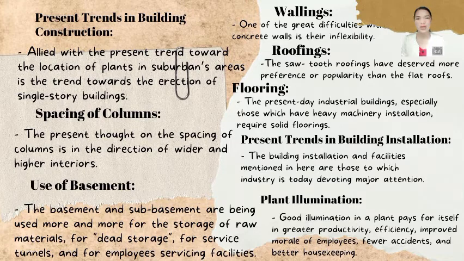Roofing. The saw-tooth roofs have deserved more preference or popularity than the flat roofs, due to improvement in natural lighting offered by the former and sometimes of the lower initial and subsequent maintenance cost. Flooring. The present-day industrial buildings, especially those which have heavy machinery installation, require solid flooring. Concrete or tiles are most often used. New noise-absorbing and less jarring tiles, which are highly durable, fairly inexpensive and easy to maintain, are now quite common.